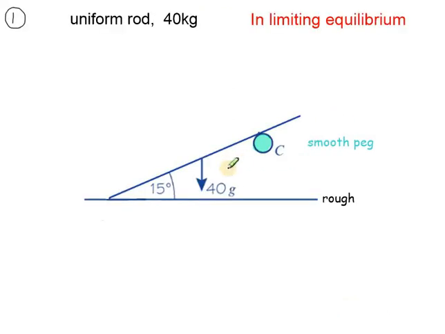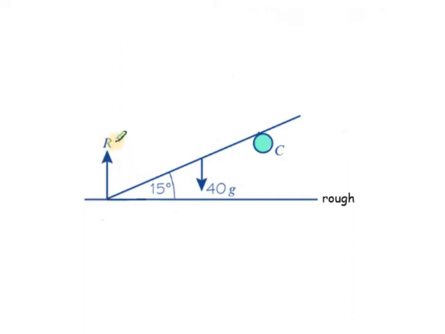So the rod weighs 40g newtons. It's at an angle of 15 degrees to this rough horizontal plane. So we have a normal reaction here. That's the normal reaction force between the ground and the rod. The ground is pushing back on the rod, so the normal reaction force needs to be perpendicular to our horizontal surface.